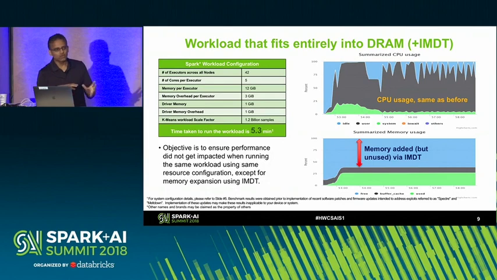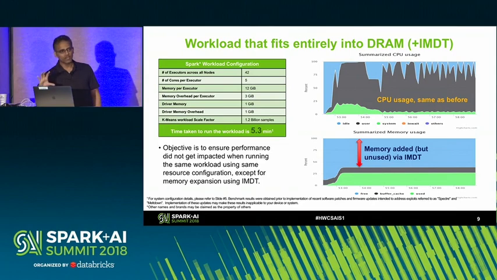The next thing I wanted to do is run the same exact workload. I wanted to add IMDT, but I just wanted to make sure that just by adding IMDT to the system, nothing changed. As you can see in the memory utilization chart, now I have more memory available because I have 2 Optane SSDs with IMDT on each of the data nodes, right?